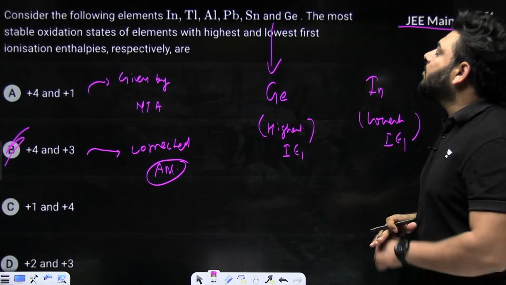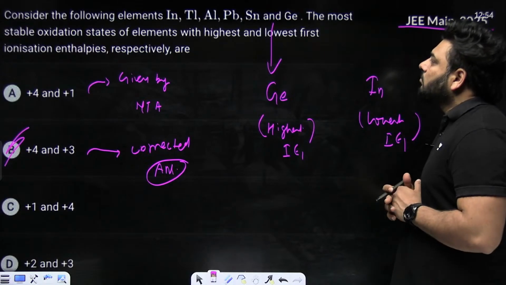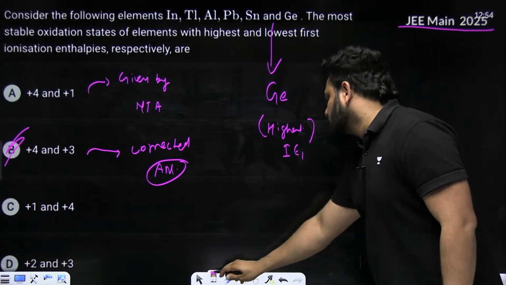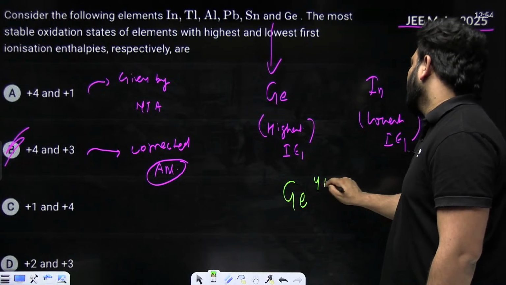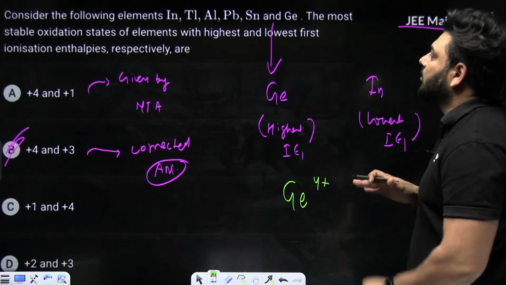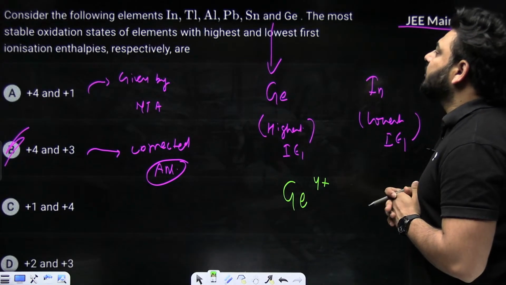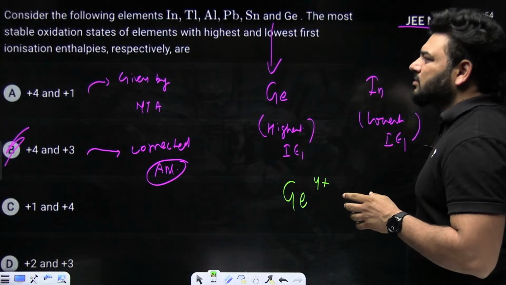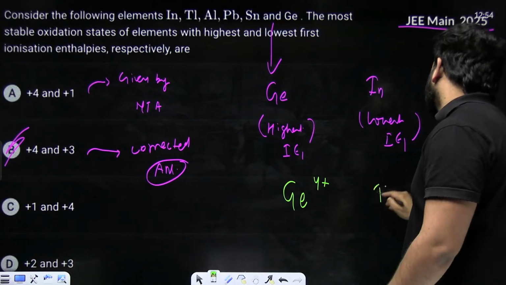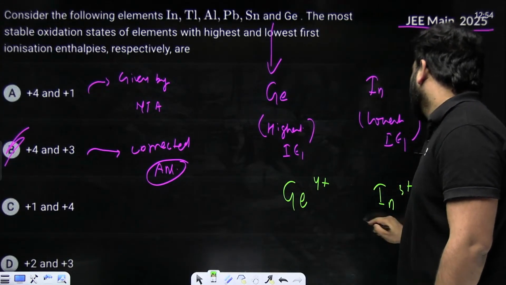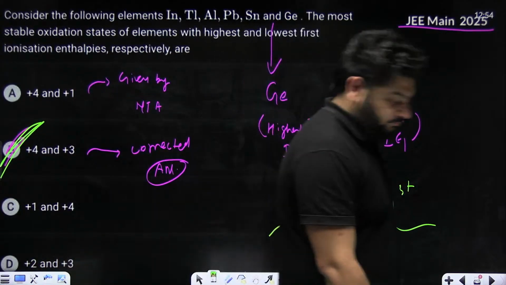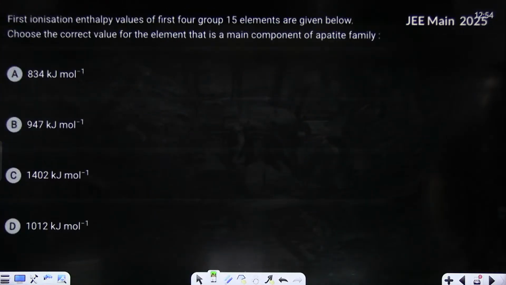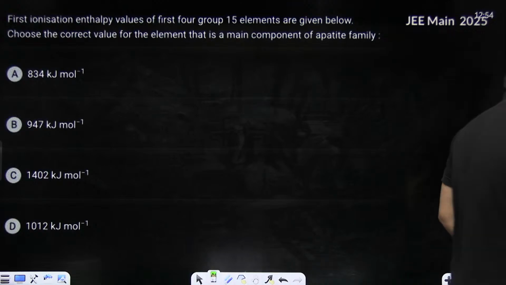Now if you compare both of these elements, germanium and indium, the most stable oxidation state will be germanium 4 plus, highest oxidation state, and lowest first ionization enthalpy. No, the stable oxidation states are 4 plus and 3 plus. So indium 3 plus and germanium 4 plus. These are the correct answer, B. There we go with the next question.